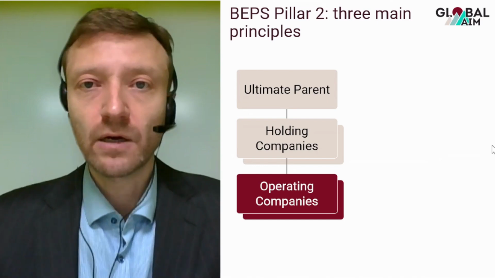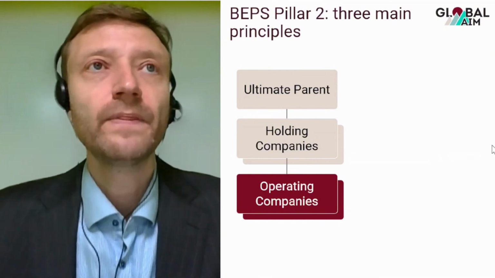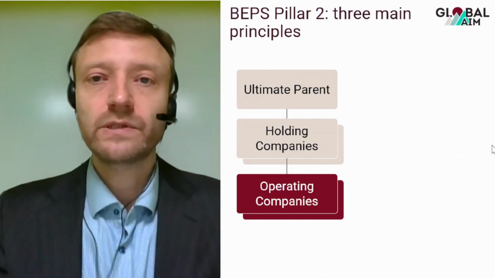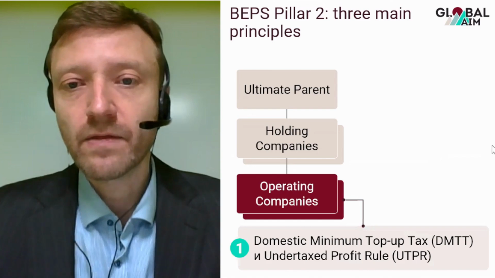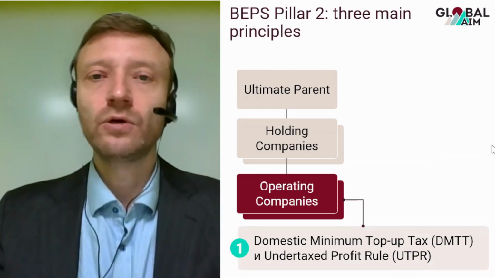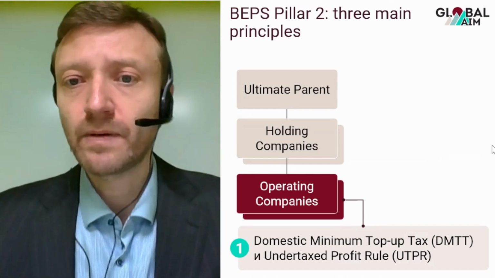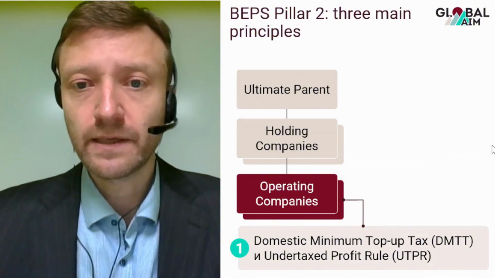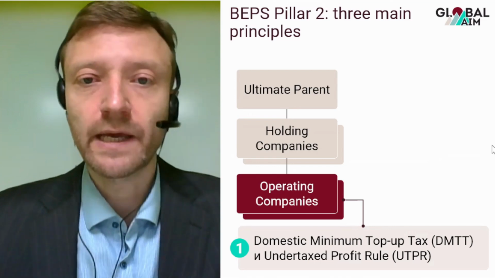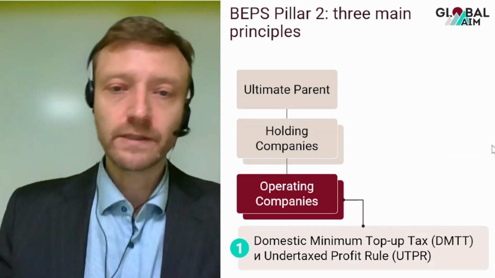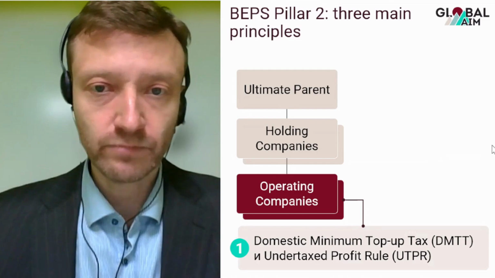Before we go into details of how the DMTT rules work in the United Arab Emirates, to the extent that time allows, let's review the three main principles that the so-called BEPS Pillar 2 rules envisage. The three principles are, as shown on this slide from the bottom up, the domestic minimum top-up tax and under-taxed profit rule, which are aimed at making sure that local operating companies in specific countries pay at least 15% tax rates on their profits.